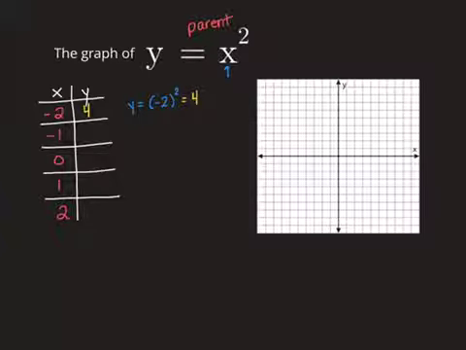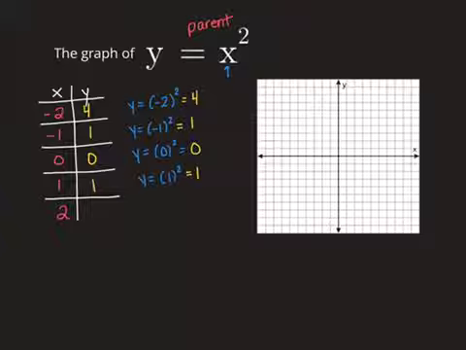Then I'm going to plug in -1, so y equals (-1) squared. -1 times -1 is +1. Then we'll plug in 0, so y is equal to 0 squared, which is 0. Then we'll plug in 1, y is equal to 1 squared, which is 1. And then we'll plug in 2, y is equal to 2 squared, which is 4.